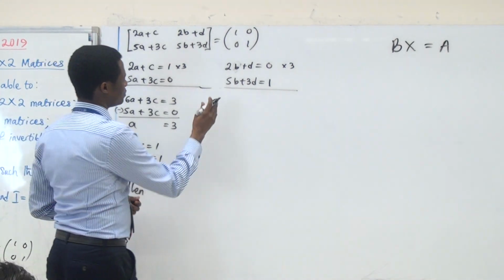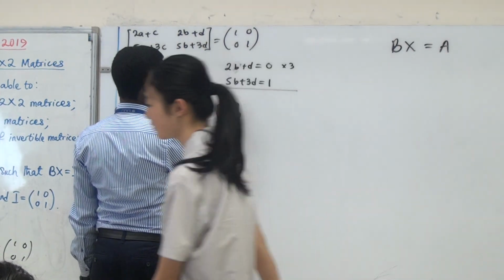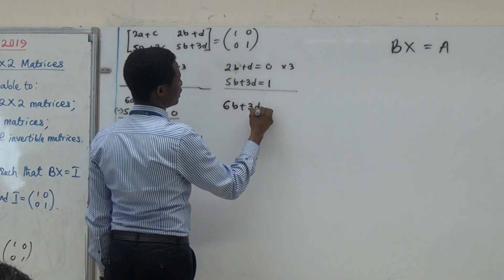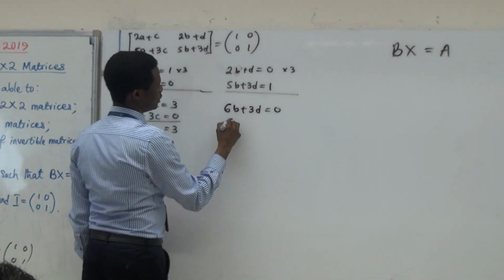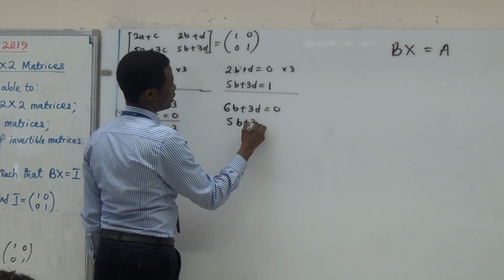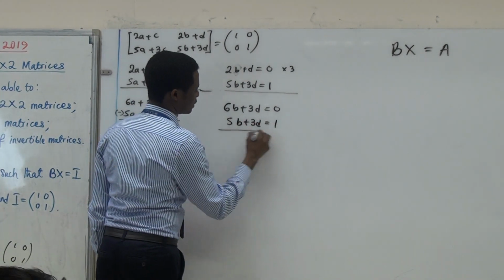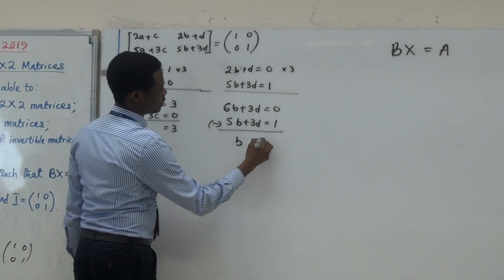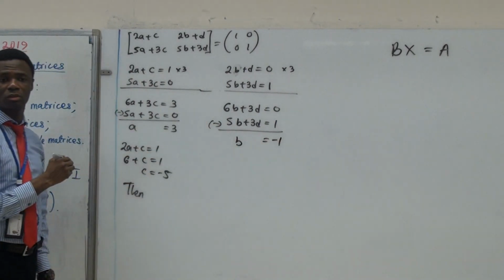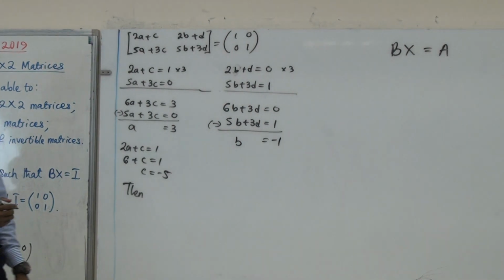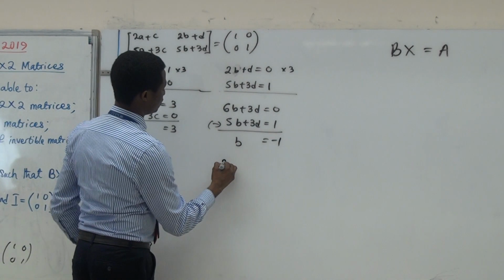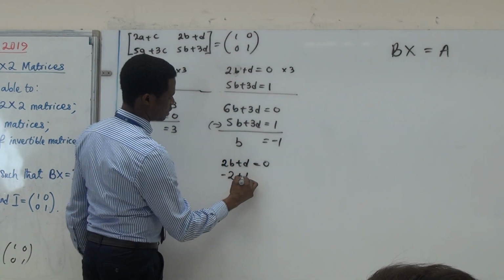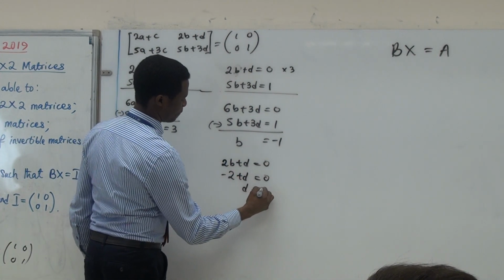Thank you. All right, so multiply. We have 6b plus 3d equals 0. Then this remains 5b plus 3d equals 1, right? So what happens? b equals -1. So we put that back in here: 2b plus d equals 0. So this is -2 plus d equals 0. Then d is what? 2.